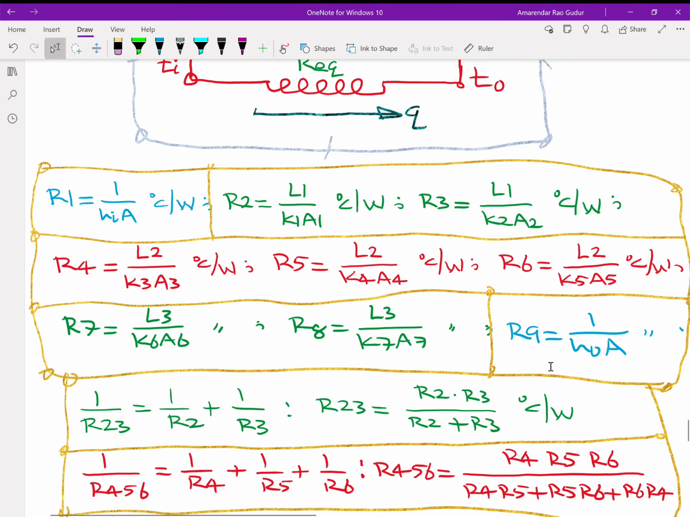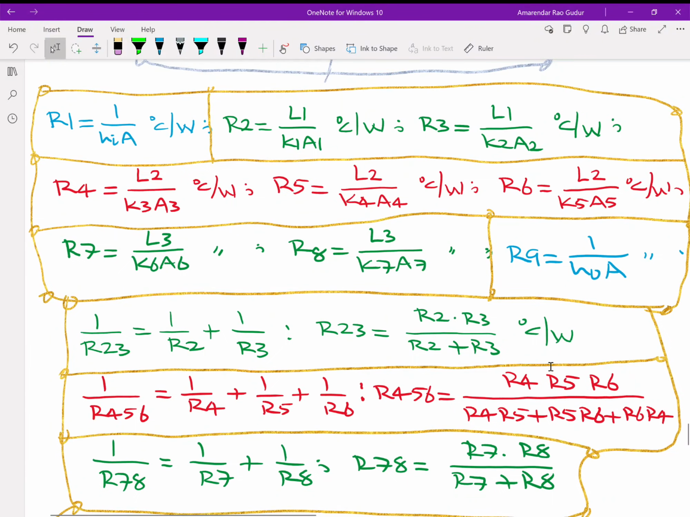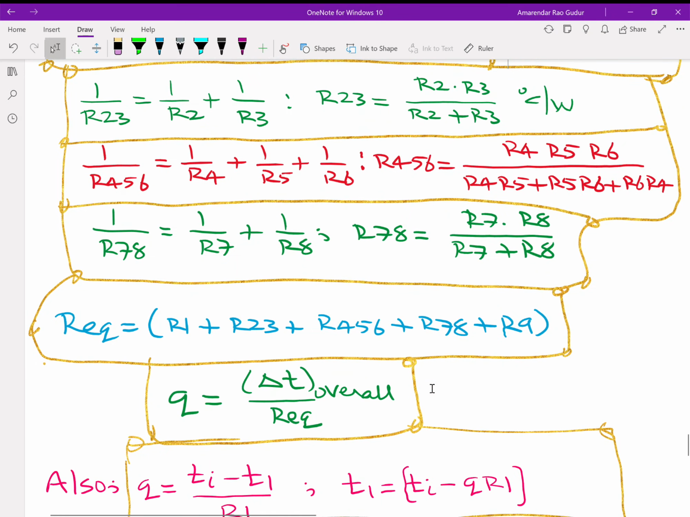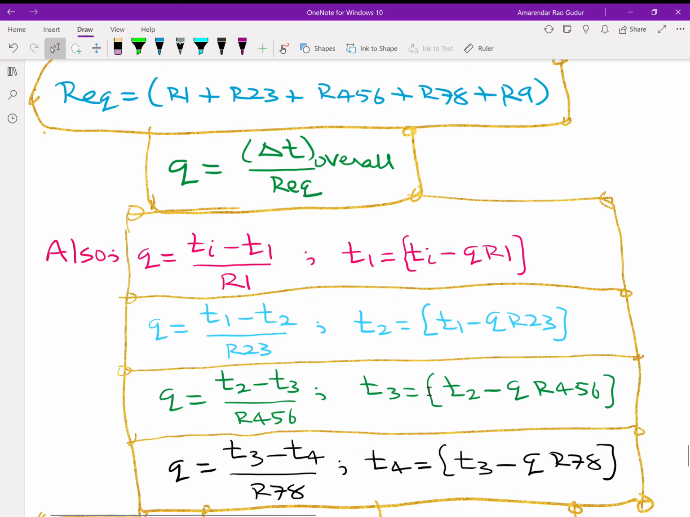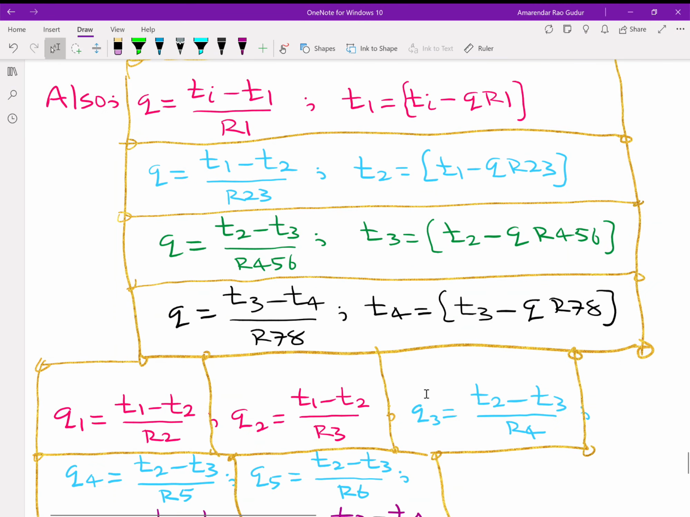Now you can define all the resistances as per the standard format: beginning with convection, ending with convection, and in the middle a number of conductive resistances. Then 1 by R23 is 1 by R2 plus 1 by R3, 1 by R456 is 1 by R4 plus 1 by R5 plus 1 by R6, 1 by R78 is 1 by R7 plus 1 by R8. Then R equivalent is R1 plus R23 plus R456 plus R78 plus R9, then Q is overall delta T by R equivalent. By making the energy balance you can get the surface temperatures T1, T2, T3, T4.